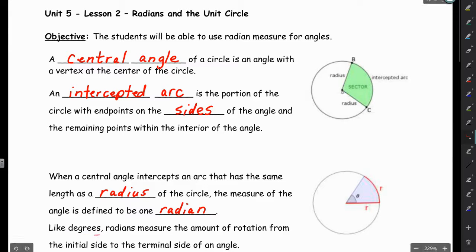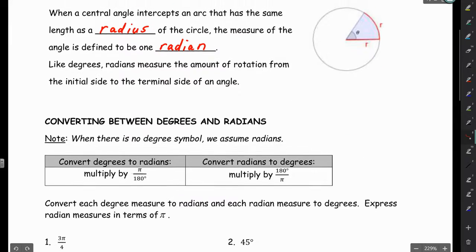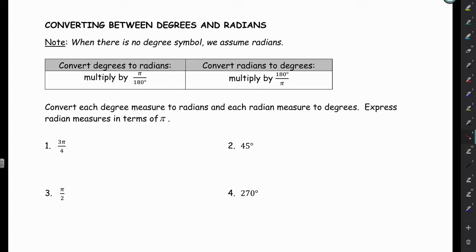Like degrees, radian measures the amount of rotation from the initial side to the terminal side of an angle. Most of the time, as you get more advanced and move into calculus, we refer to angles in radians more than in degrees. So one of the skills you'll need is how to convert between degrees and radians. When there's no degree symbol, we always assume radians. If we want to convert from degrees to radians, we multiply by pi over 180. And if we want to convert from radians to degrees, we multiply by 180 over pi.